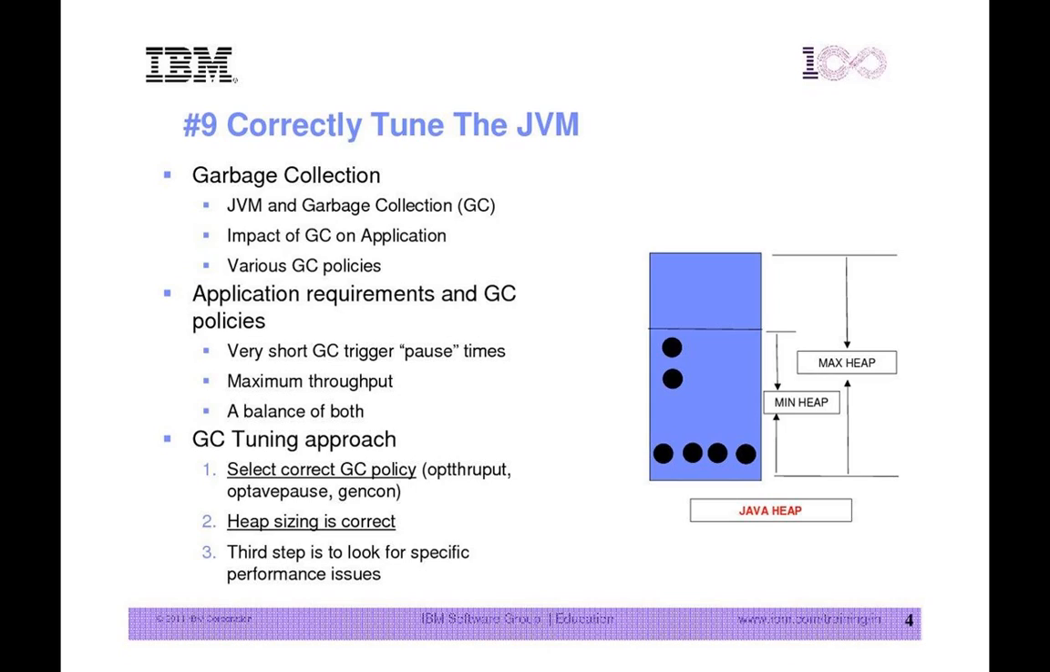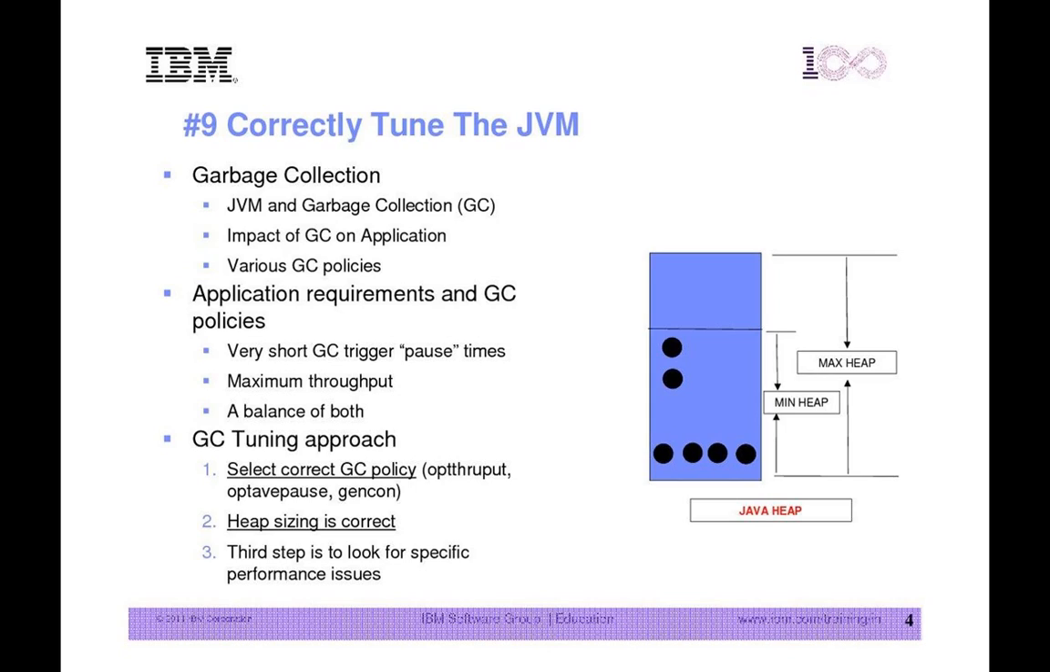See, by default, optthruput is the default GC policy, but you can change it based on your application. As the name suggests, optthruput is optimized for throughput, optavgpause is optimized for pause, and gencon is actually a combination of both.